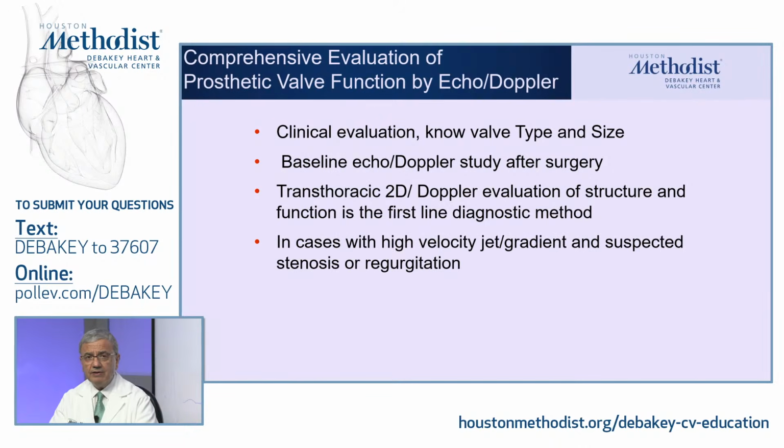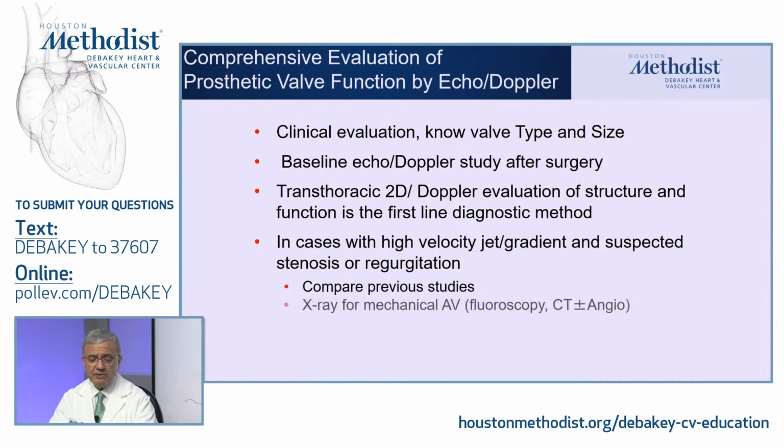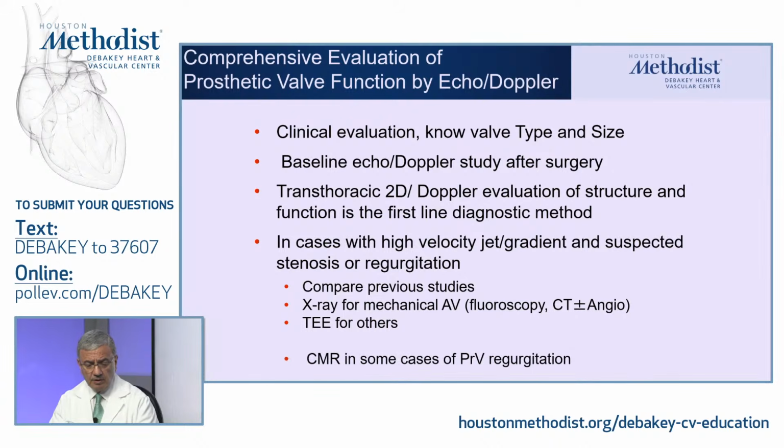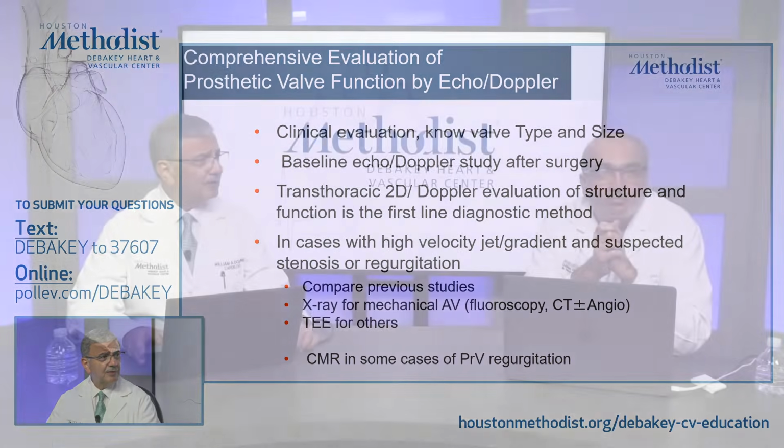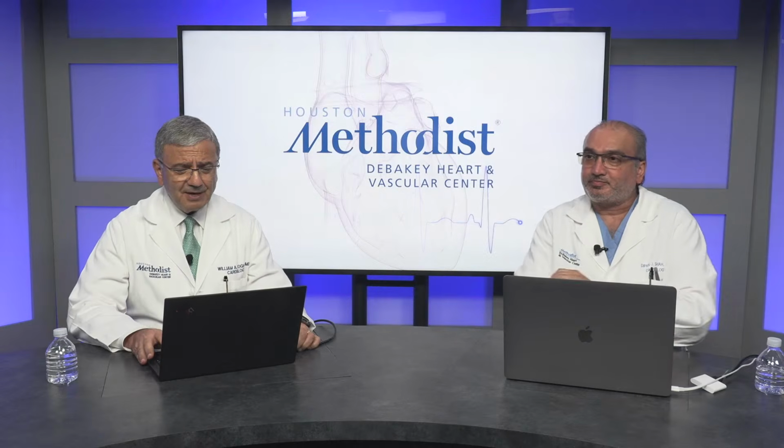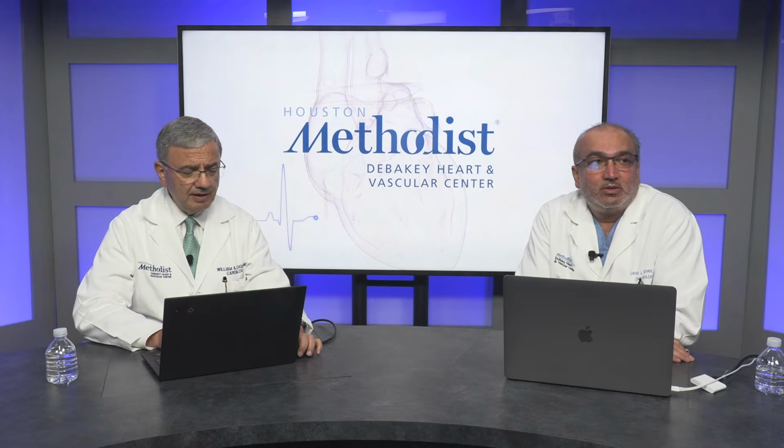In cases with high velocity jets and gradients and suspected stenosis or regurgitation, compare previous studies. Use X-ray, either fluoroscopy or CT, for mechanical aortic valves, and TEE for all the other conditions. And certainly CMR, just like Dr. Shah will show us in some cases where prosthetic valve regurgitation is also important to quantitate if you're not confident with what you're seeing on a transthoracic examination. So I will turn it over to Dr. Shah to tell us about the role of CMR in prosthetic valves.